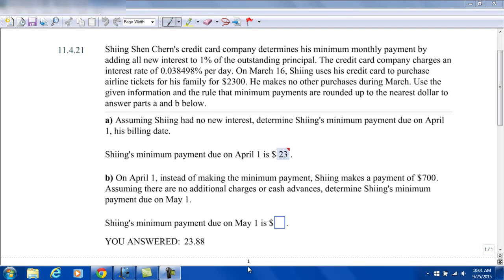Okay, we're working on 11.4. It's number 5 in the online homework. If you are looking at the book, which we're not using, we're using the online part, it's number 21.